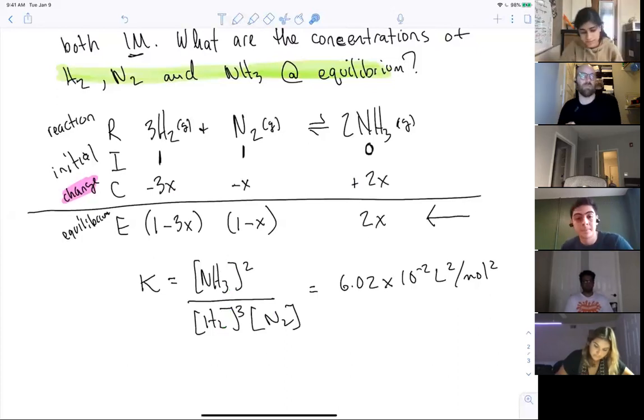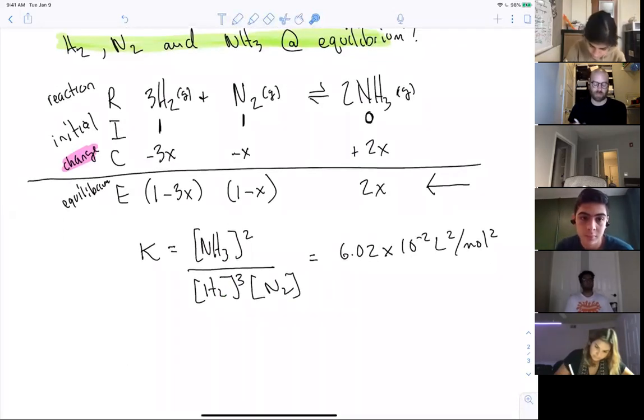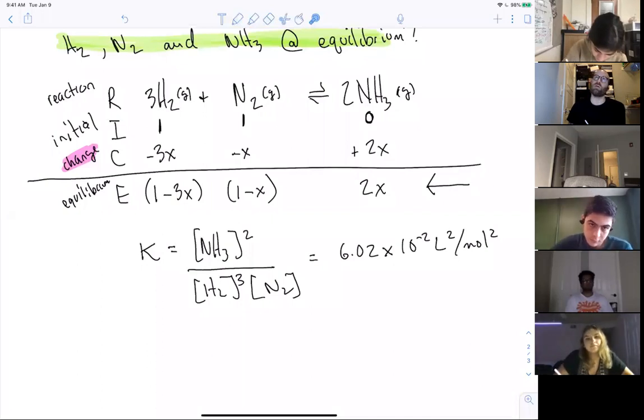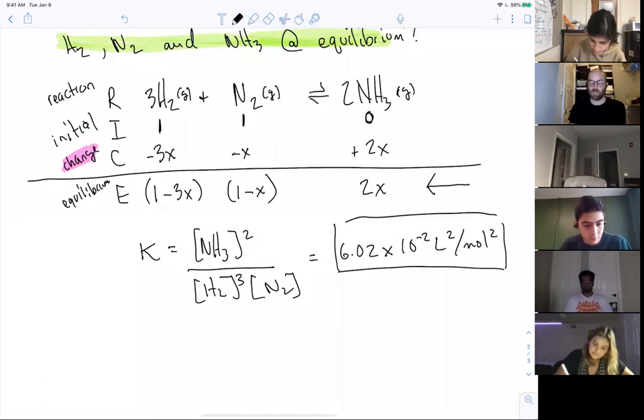The only way to really know your final concentrations is if you are given some initial concentrations to start with. What am I trying to say here? I'm saying that the concentrations of hydrogen, nitrogen, and ammonia can be a whole bunch of different things. The only thing that holds true is that this number does not change, at least at 500 degrees Celsius. That number will always be the same.